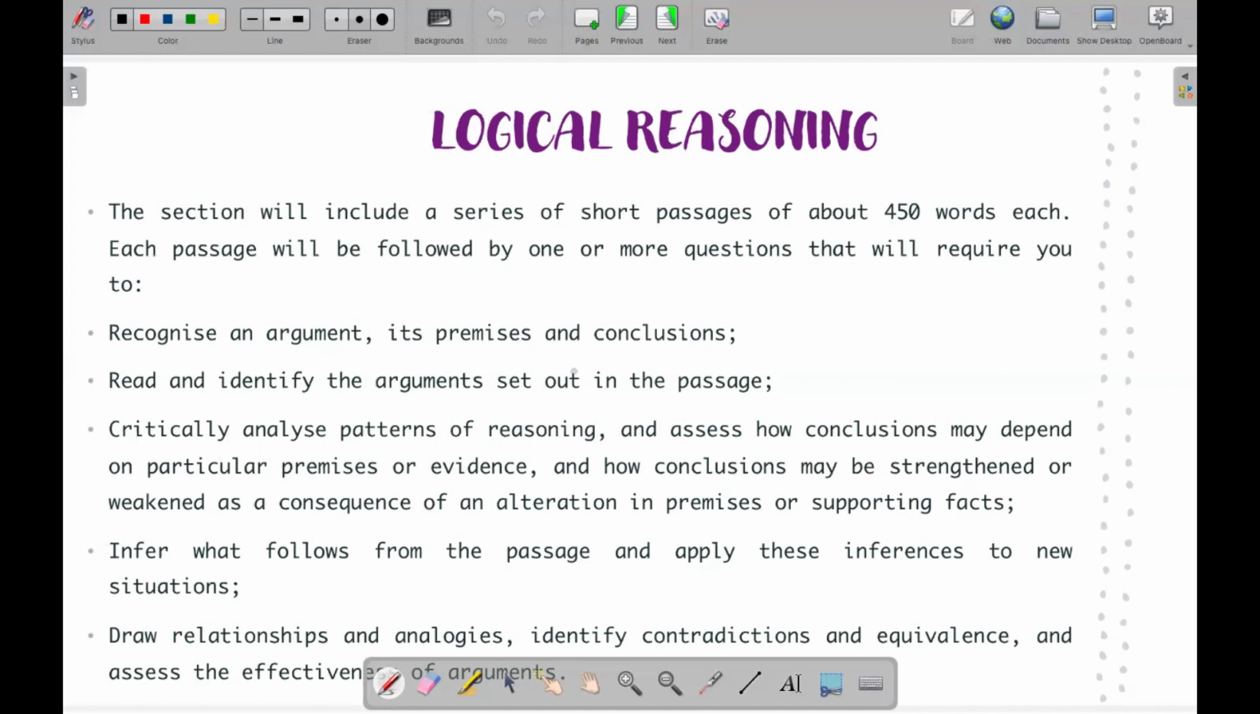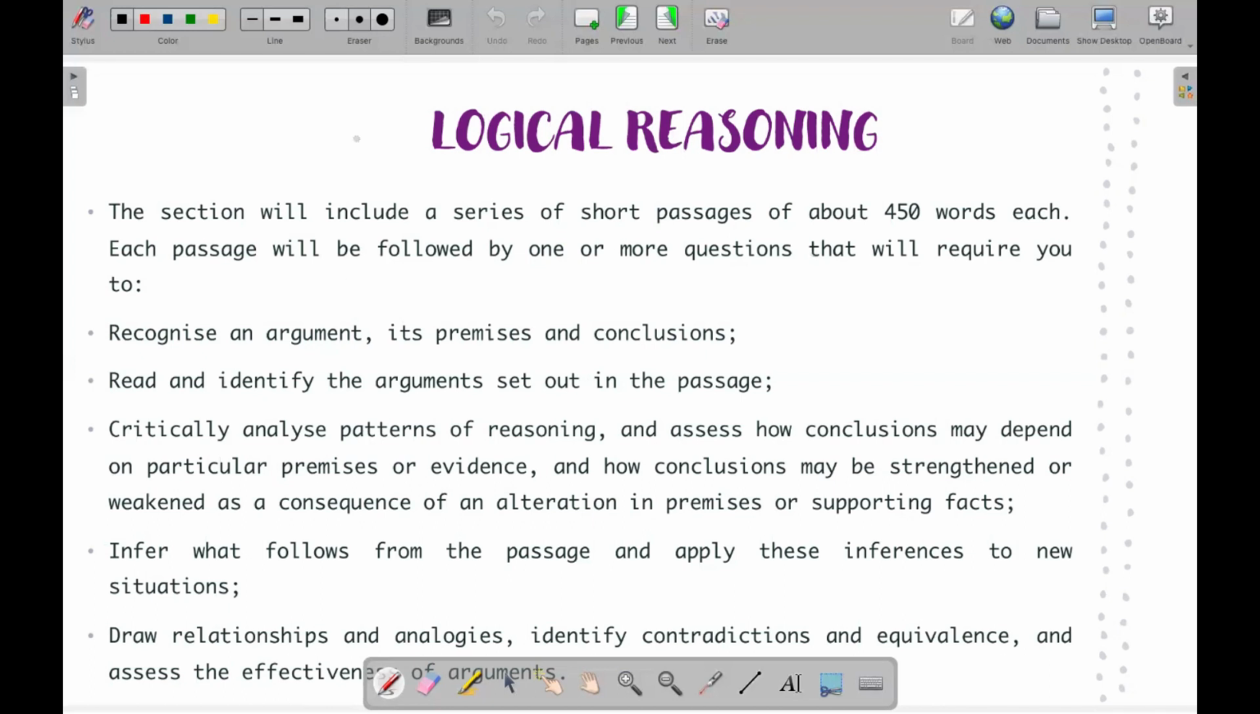Okay, you have to make certain deductions. You have to draw some analogies, identify the contradiction, the tone, arguments, etc. So for this, again, if you have a teacher who can teach you the basics of logical reasoning, it will be a great start. And then once again, get a book, get any kind of online or offline resource, and start practicing.